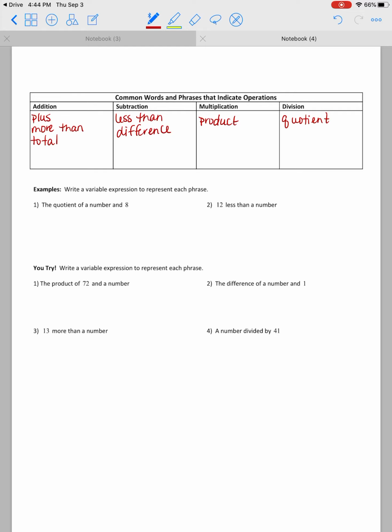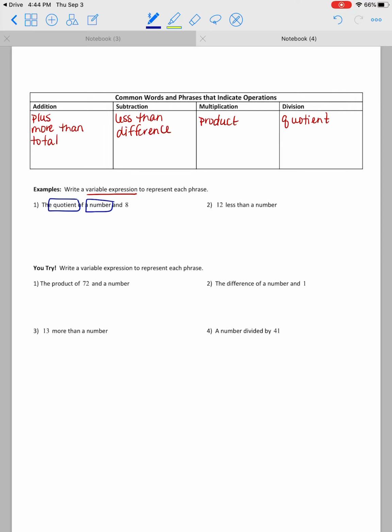We're going to take these sentences with numbers and words and change them into variable expressions. Okay, so the first one is the quotient of a number and 8. Quotient means I am dividing. It says of a number. If I don't know what that number is, we let a variable represent it. You can let any letter, it does not matter. So what am I doing? I am dividing. Quotient means to divide a number, say x, we don't know what it is, and 8.